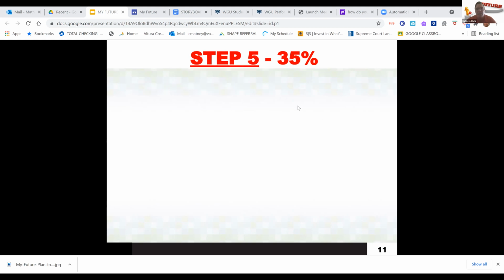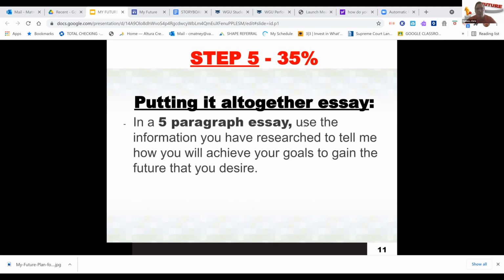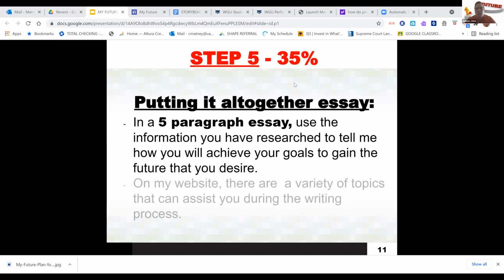Step 5 is the biggie, and this is where you put it all together, ladies and gentlemen. Now, I'm not going to make you write a 5-page paper. This is about giving you direction on where you want to go in your future. So, the research you did, you're going to combine what you did in the prior steps, in steps 2, 3, 4. You're going to share that information, but you're going to put it in essay form.